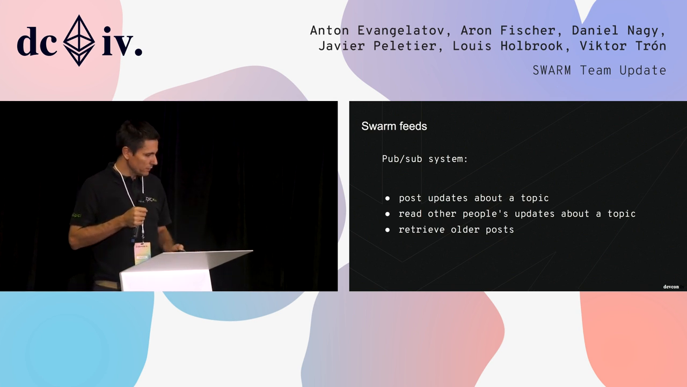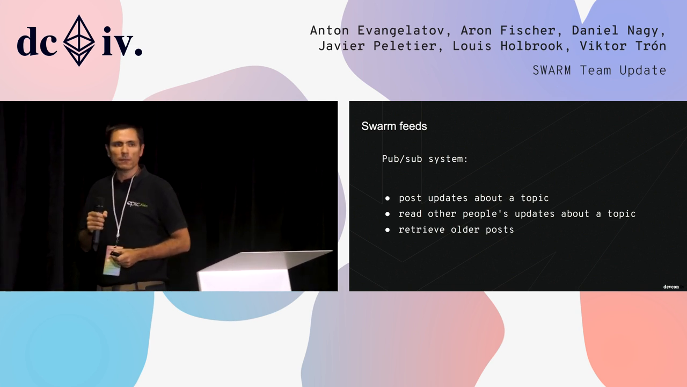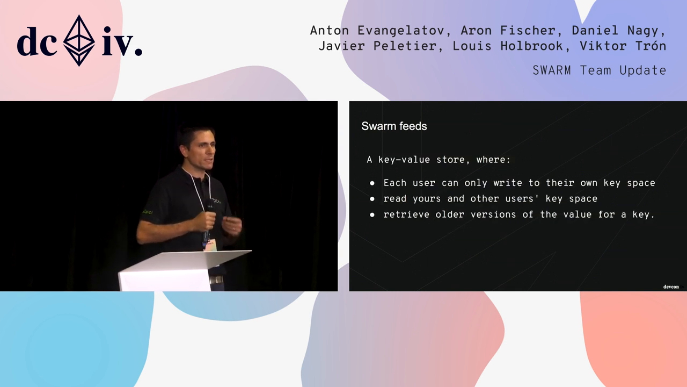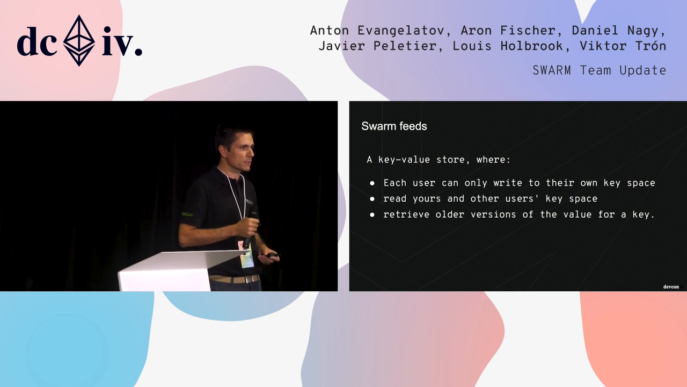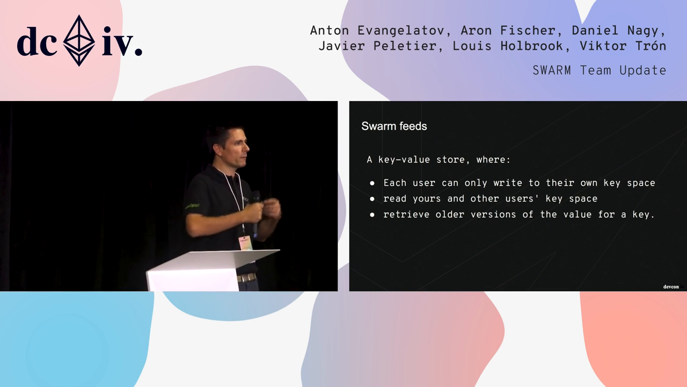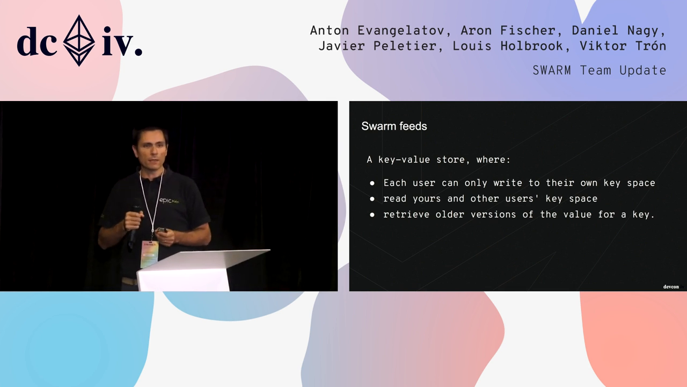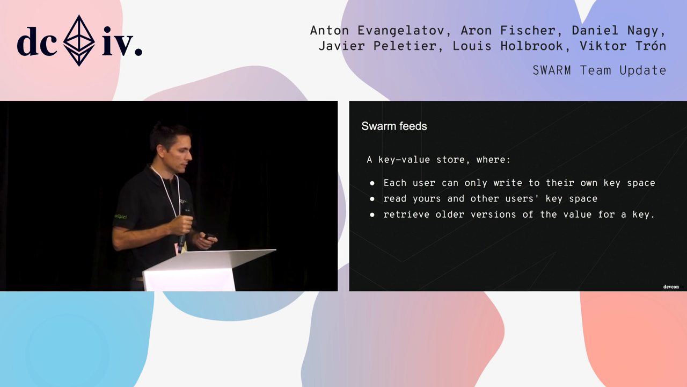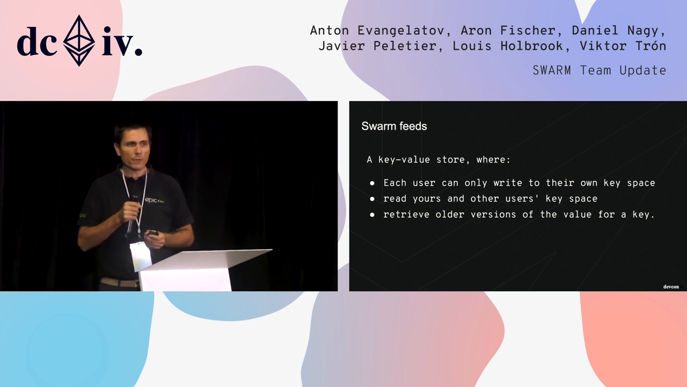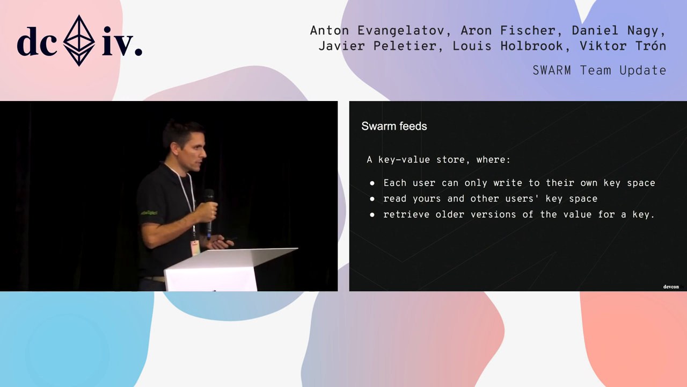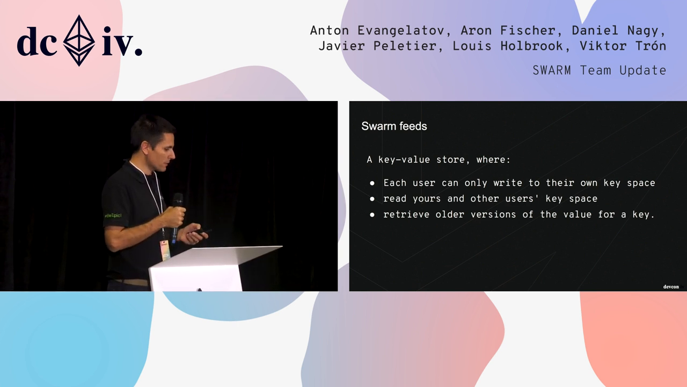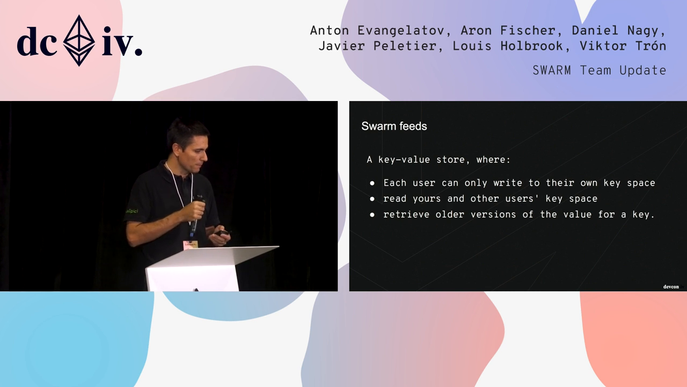So you can think about feeds as a key-value store, where each user can only write to their own key space. You cannot overwrite somebody else's value. And you can read your own values and everybody else's values, provided that you know their address and the topic they are posting at. And you can also retrieve all the versions of the values that you post. And you can do all this without an Ethereum transaction. So this opens up the door to many dApps that do not have to do any transactions at all.